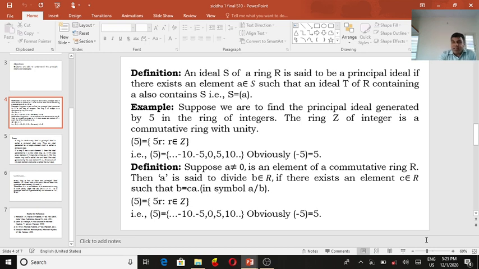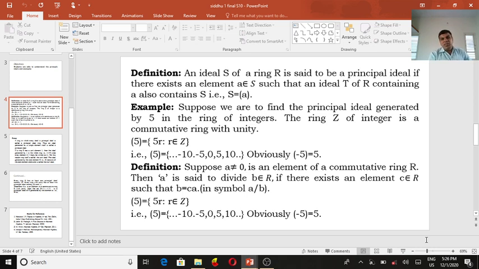So I write: an ideal S of a ring R is said to be a principal ideal if there exists an element a belonging to S such that any ideal T of R containing a also contains S, that is, S equals the ideal generated by a. So a is in the form of a generator. We multiply that element and we get the ideal.